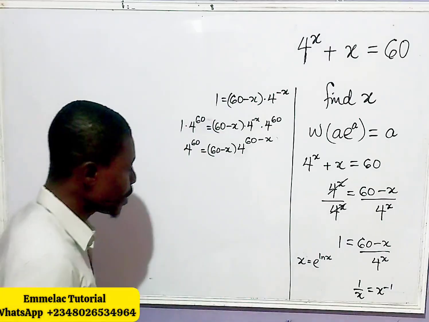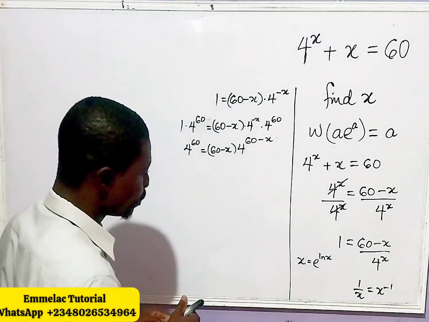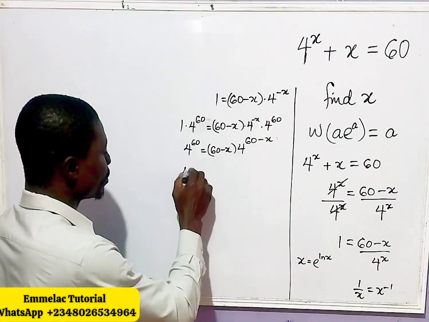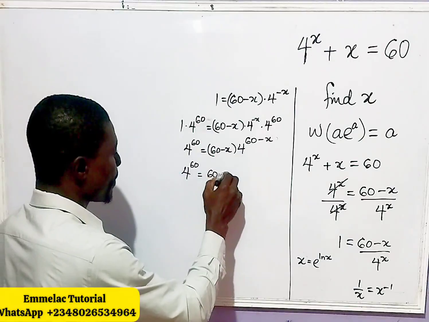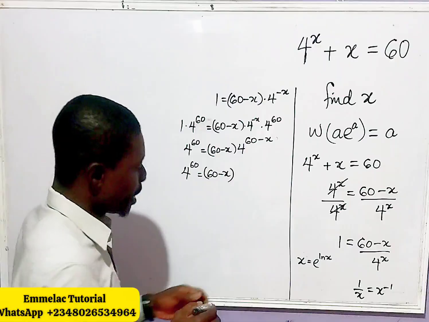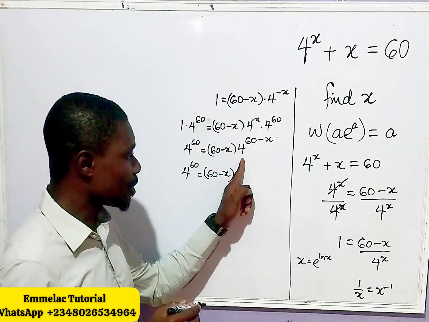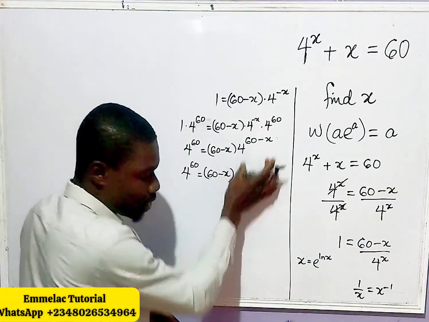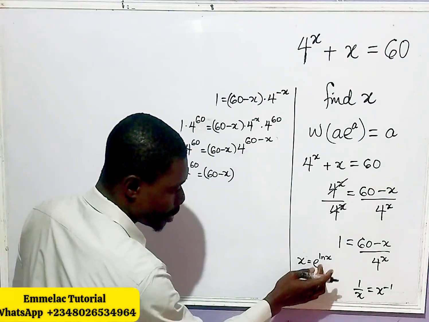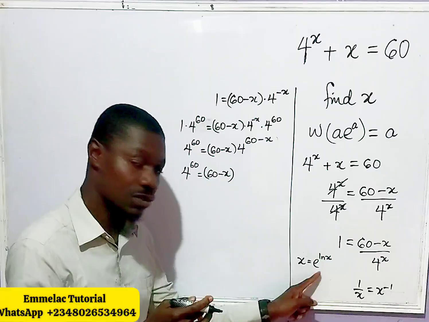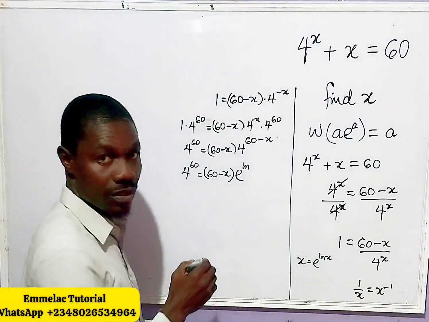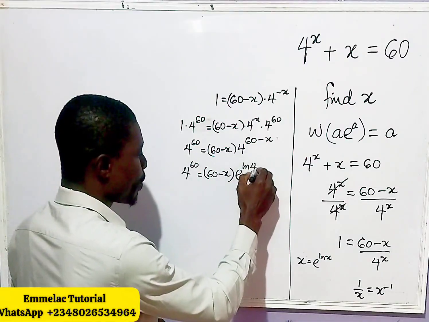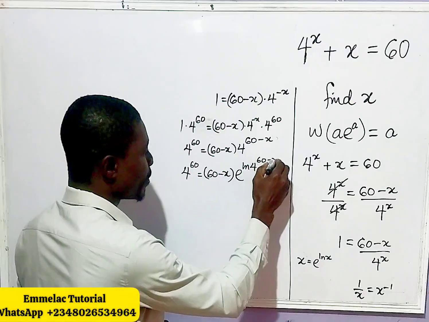So in this case, what we just need to do here, we have that 4 raised to the power of 60 equals 60 minus x. So we need to raise this. Take note, this now becomes the exponent, which is this. So it means we will include e raised to the power of ln. So here we have e raised to the power of ln, then 4 raised to the power of 60 minus x.